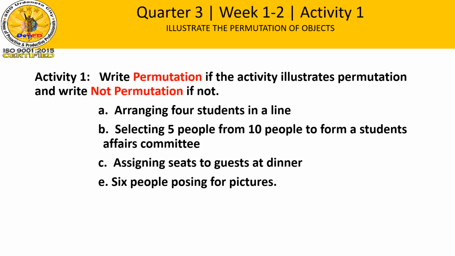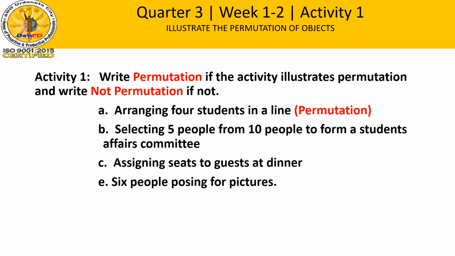Activity 1. Write permutation if the activity illustrates permutation, and write not permutation if not. Letter A. Arranging 4 students in a line. The activity illustrates permutation because the arrangement of objects is important. For example, the arrangement of the line of Mario, Glenn, Peter, and Julius is different from the arrangement of Peter, Glenn, Mario, and Julius.